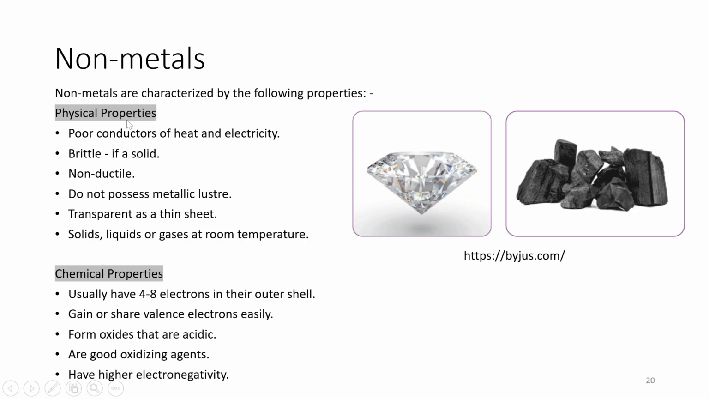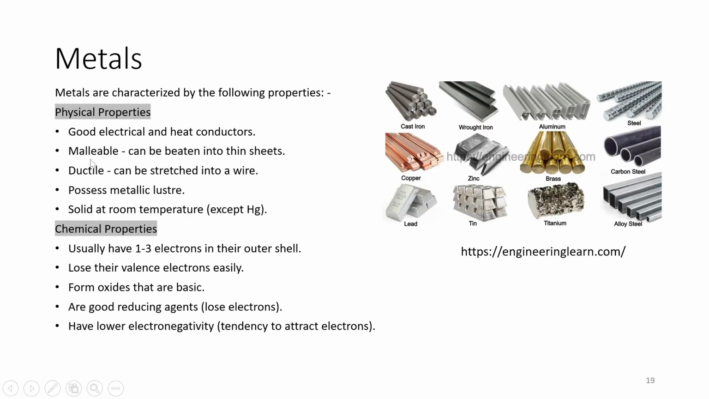In case of non-metals, they are characterized by the following properties. In case of physical properties, they are poor conductors of heat and electricity. One second, the examples in case of metals: we have cast iron. In this cast iron, iron is the base metal, so the larger amount will be iron. And in case of wrought iron as well, iron, aluminum, steel, copper, zinc, brass, carbon steel, lead, tin, titanium, and alloy steel.